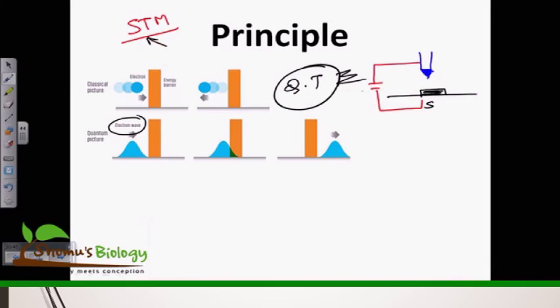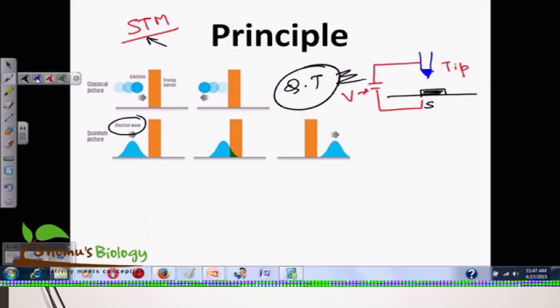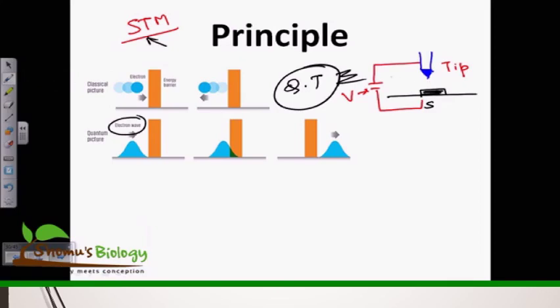If we apply a particular voltage between this tip and the specimen, electric current starts to flow between them. That is the idea. Due to this voltage between the tip and sample, current starts to flow from the tip to the sample, or from the tip to the specimen. So this is the idea.